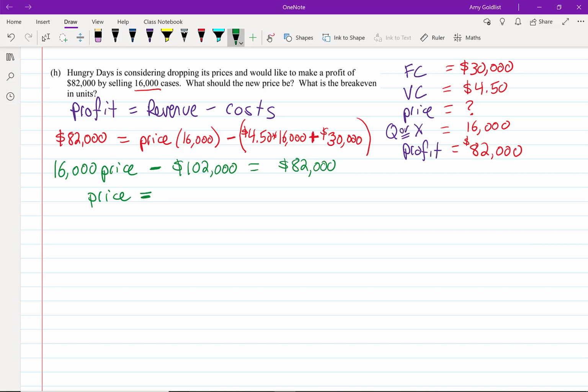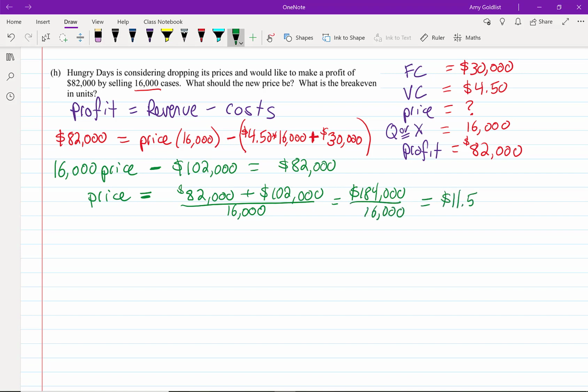So now I have price equals 82,000 plus 102,000 over 16,000. Putting that into a calculator, that is going to equal 184,000 over 16,000, which is $11.50. So our new price is $11.50.